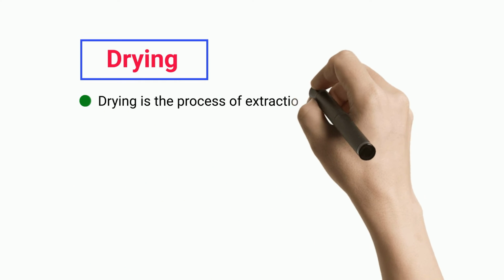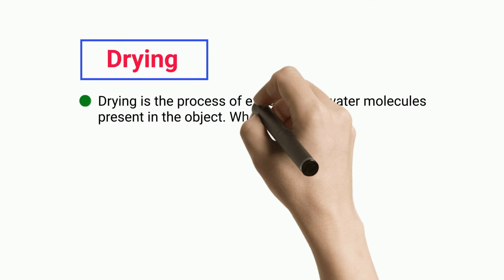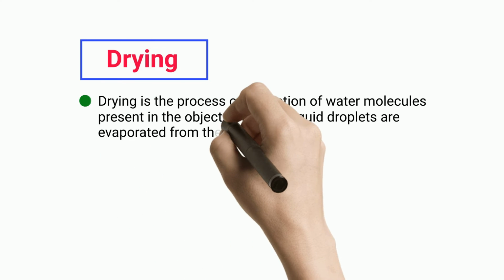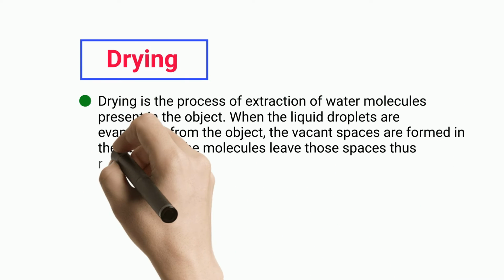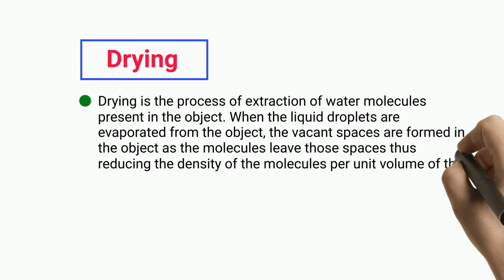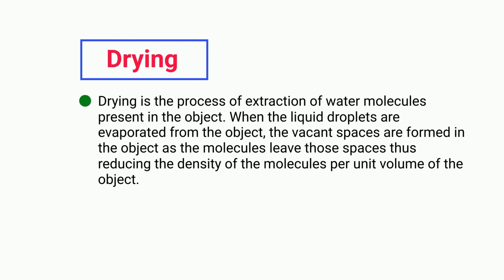Drying. Drying is the process of extraction of water molecules present in the object. When the liquid droplets are evaporated from the object, vacant spaces are formed in the object as the molecules leave those spaces, thus reducing the density of the molecules per unit volume of the object.